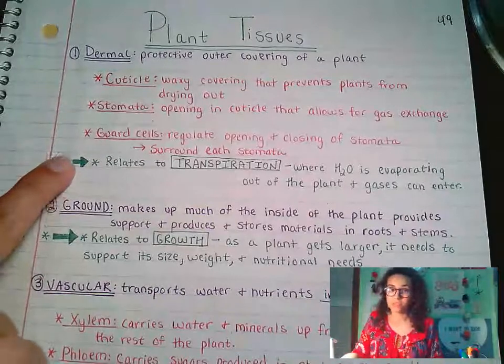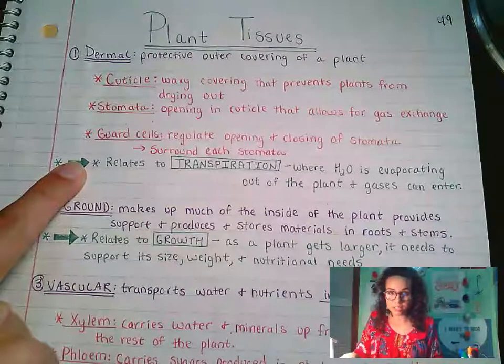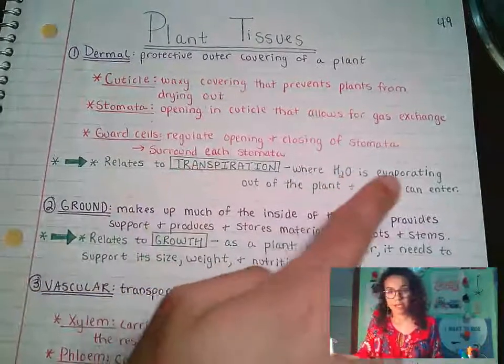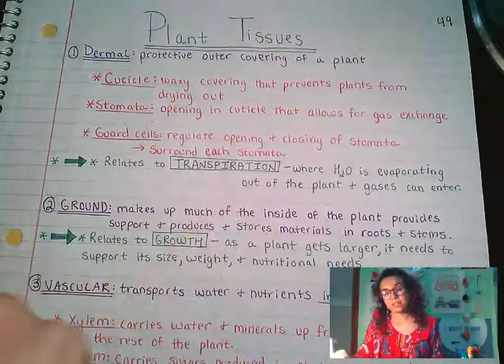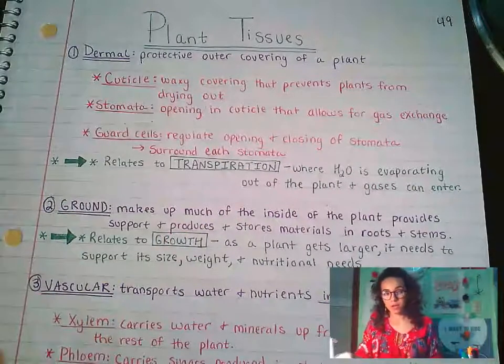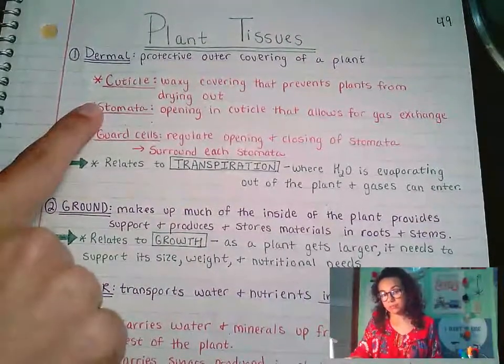Main point here, this relates to transpiration. Remember we talked about transpiration is kind of like those plants breathing. They're releasing that water vapor back into the air. So H2O is evaporating out of the plant and gases can enter. So water leaves and gases enter at the same time, but only if these guard cells open the stomata.